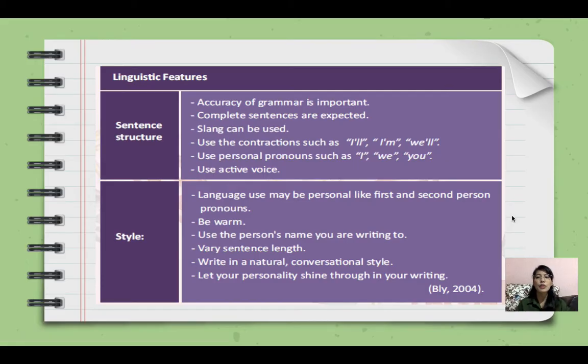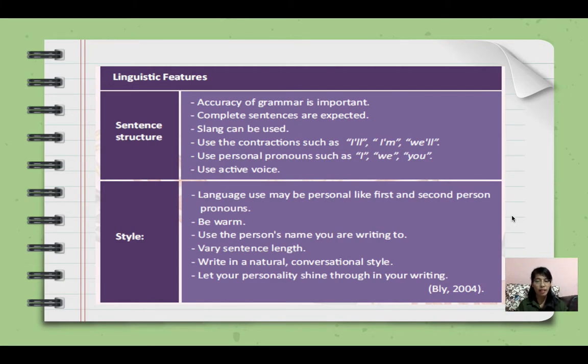And here are the linguistic features. We can see the sentence structure. Accuracy of grammar is important. Yes, of course, grammar is really important in writing a letter, right? Complete sentences are expected, slang can be used, and use contractions such as I will, I am, we will. Use personal pronouns such as I, we, you, and use active voice.